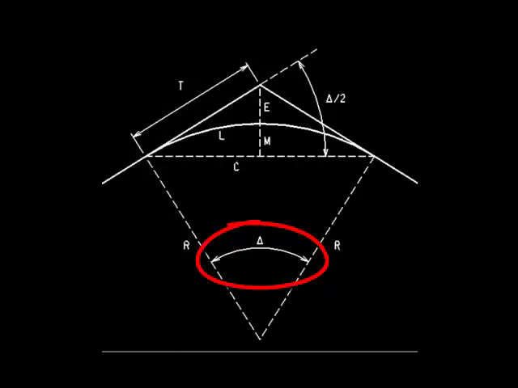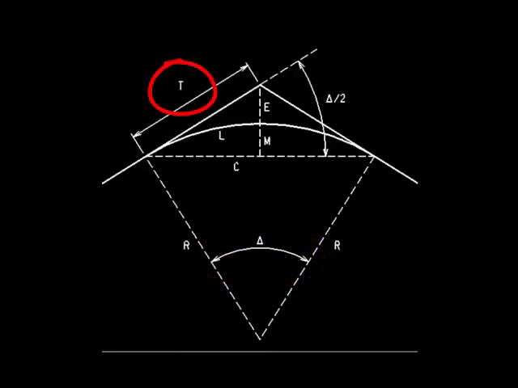The delta angle, or the central angle, is that angle defined by the point of curvature, the center of the curve, and the point of tangency. It is simply the angle swept by the curve from the PC to the PT. The tangent distance, T, that you see at the top, extends from the PC to the PI. It is also the distance from the PI to the PT. Because this is a circular curve, that T distance occurs in two places.